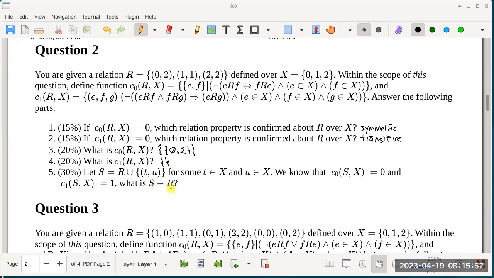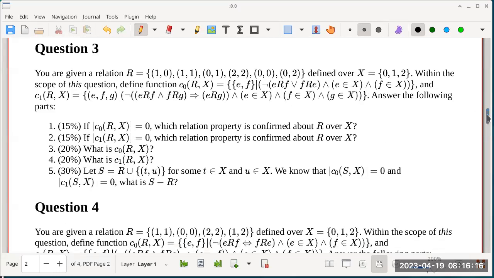So the correct answer to S minus R is going to be a set, and inside the set here is a 2-tuple, which consists of 2, 0 in this case. So that's the answer to question number 2.